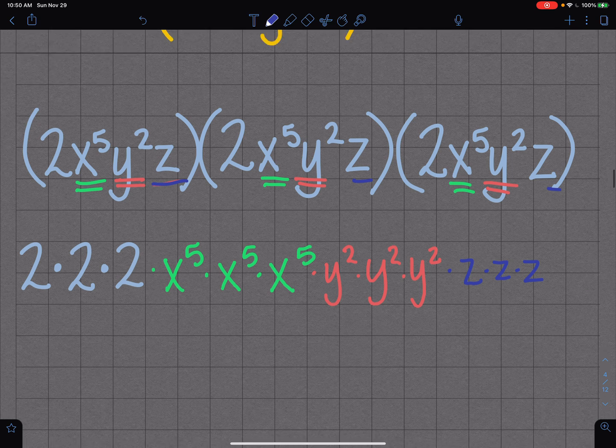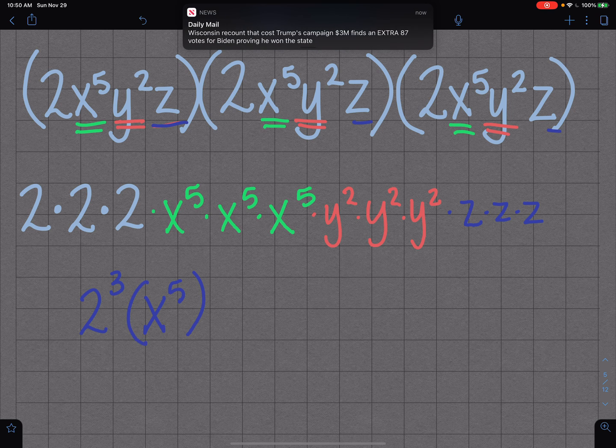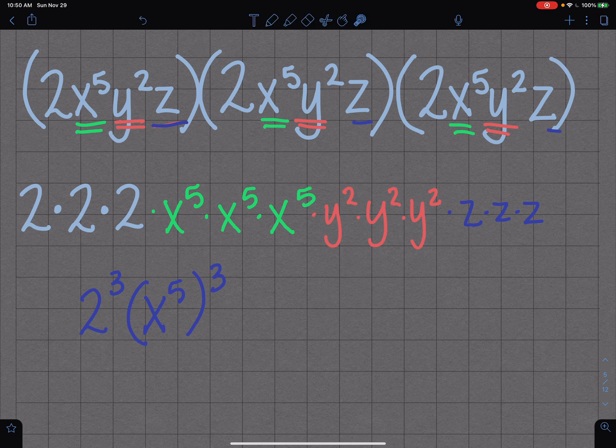So what is this basically saying? You're saying that you've got 2 to the 3rd because this is 2 to the 3rd. You're also saying you've got x to the 5th raised to the 3rd. Why am I saying that? Because I've got x to the 5th, 3 of them. So I can do that and raise it to the 3rd. Okay? What else do I have? I have y squared, y squared all raised to the third. Why am I saying that? Because I've got 3 of them. 1, 2, 3. And the last one, I have z, and I can just put z to the third because there's 3 z's there.